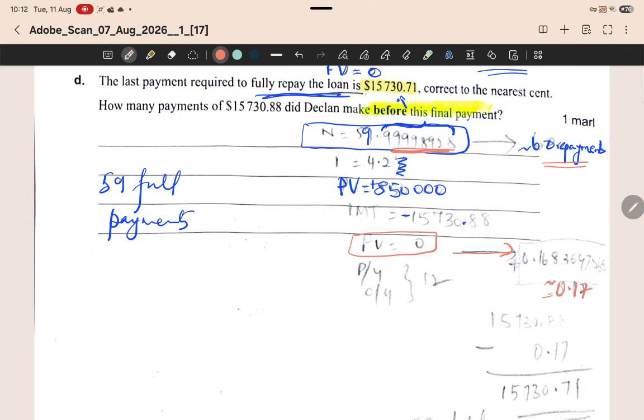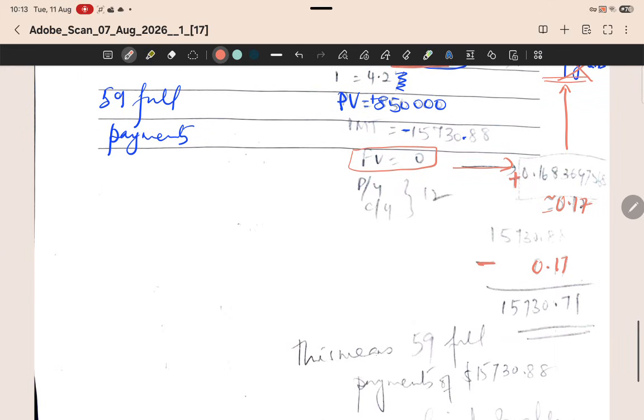Now, this value turns out to be positive on your financial solver when you put 60 repayments. Of course, you don't put repayments, you just put 60 against N. Now, because it's positive, this tells you that this money should be coming to you. Now, that implies that you should not be making the full repayment that you have been regularly making, which is 15,730.88. And a part of it should be coming to you, which implies that you need to subtract 17 cents from your regular payment, and that will give you 15,730.71.